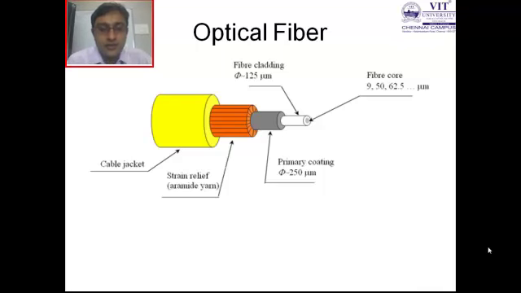A fiber optic cable is made of a cable jacket and a strain relief aramid yarn, which can provide physical, mechanical, and thermal protection to the optical fiber, which is embedded inside here. You have a cladding, and then you have a core. A cladding and a core are two integral parts of your fiber optic cable. You have a primary coating which also gives mechanical support and strength to your optical fiber cable. This being the basic structure of an optical fiber cable.